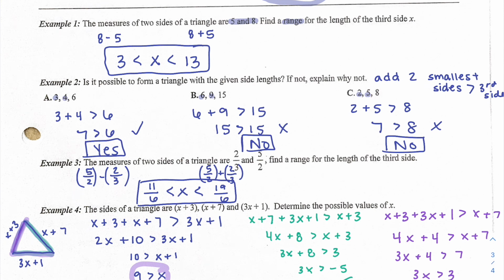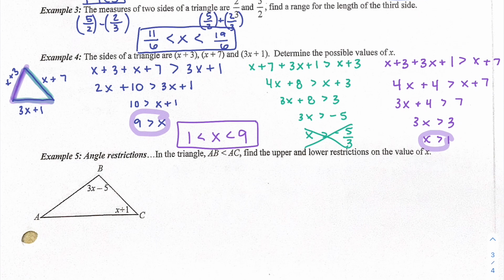So I have my range here. All right, I have that the biggest number it can be is 9, and the smallest number it can be is 1. So my range would be 1 is less than x, which is less than 9. Right, you always write your range the same way there. And finally, last question, angle restrictions. In the triangle, AB is less than AC. Find the upper and lower restrictions of x.